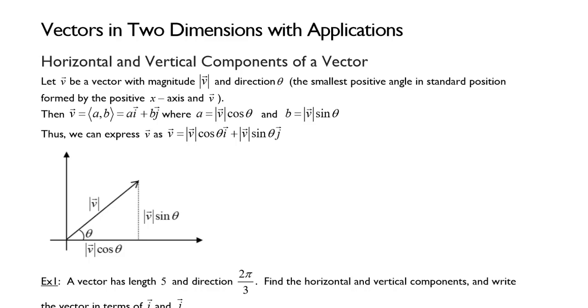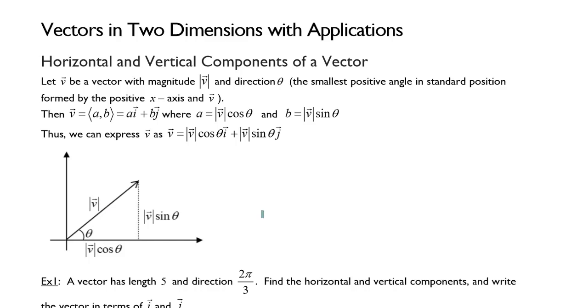If we let the vector v be a vector with magnitude, absolute value of v, and direction theta, this is calculated by the smallest positive angle in standard position formed by the positive x-axis and v. And you can see that in the diagram below.